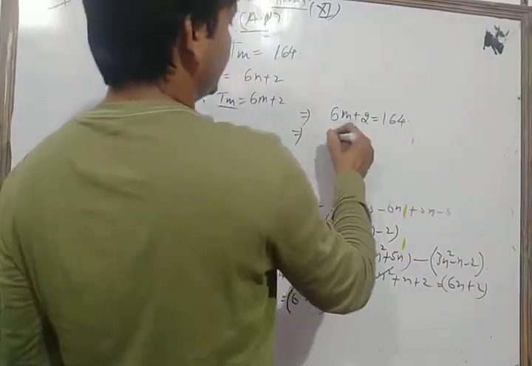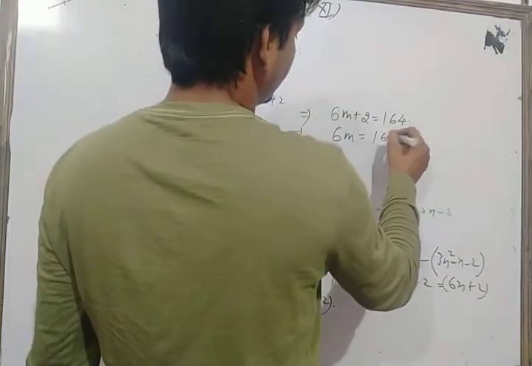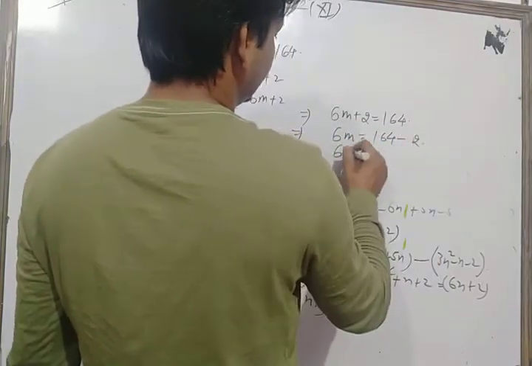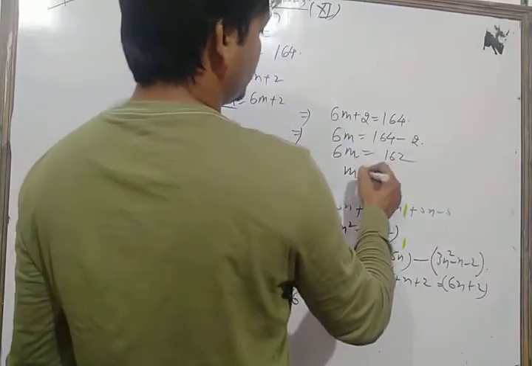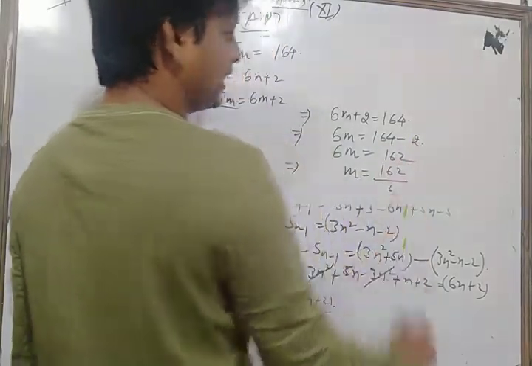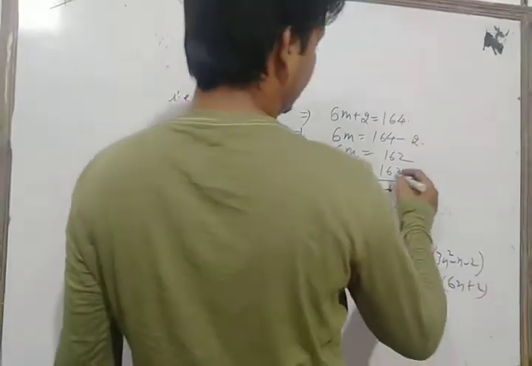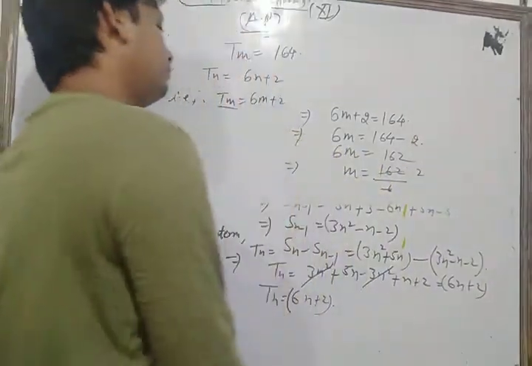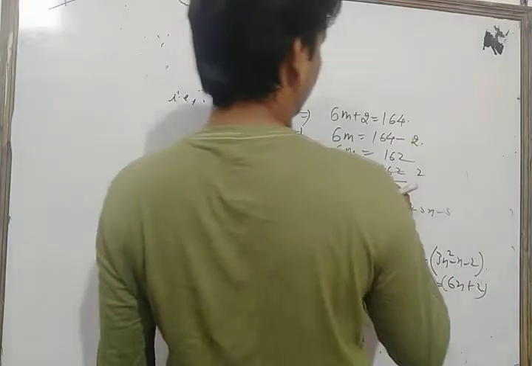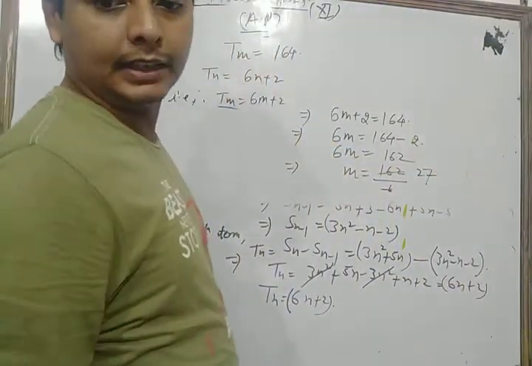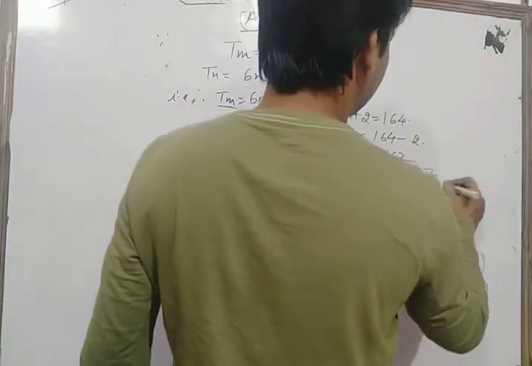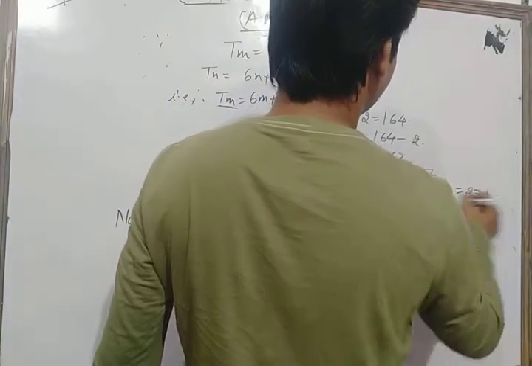Now let's solve it. 6m is equal to 164 - 2, that is 6m is equal to 162. So the value of m is equal to 162 upon 6. Six twenty-sevens are 162. So the value of m is 27. This is your answer.